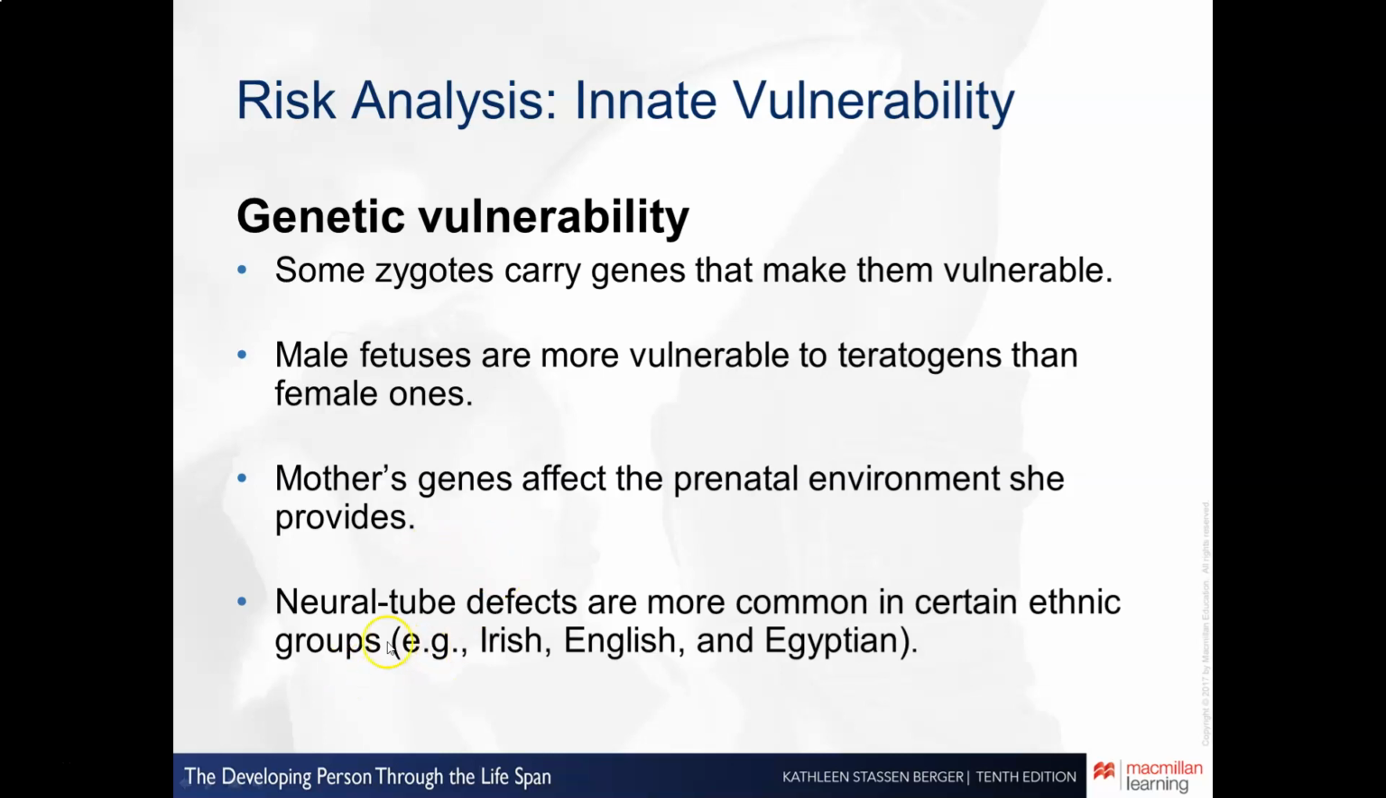And last but not least, there are neural tube defects. Remember, the neural tube becomes the brain and spinal cord. It has been determined that these defects are a little more common in certain ethnic groups, and they list a few of them here. I don't expect you to memorize that. I just wanted to make you aware of that.